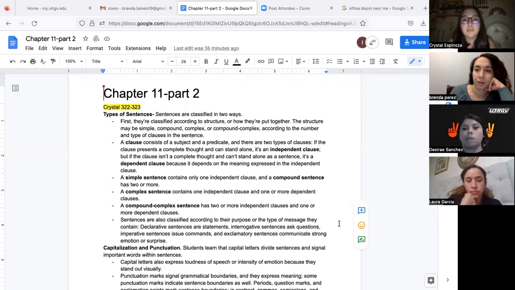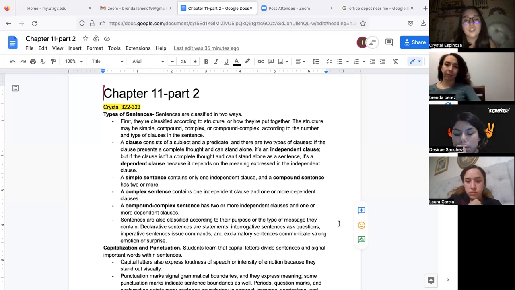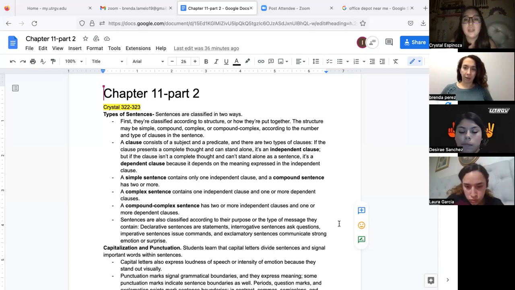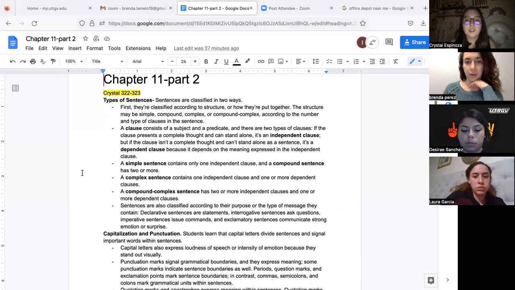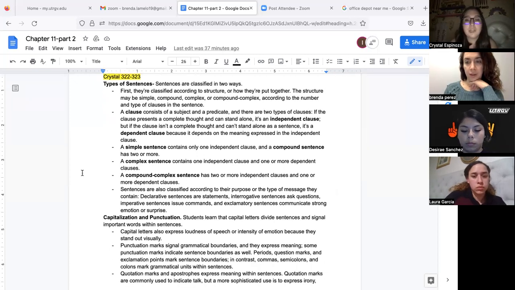The structure may be simple, compound, complex, or compound complex, according to the number and the type of clauses in the sentence. A clause consists of a subject and a predicate, and there are 2 types of clauses. If the clause presents a complete thought and can stand alone, it's an independent clause. But if the clause isn't a complete thought and can't stand alone as a sentence, it's a dependent clause because it depends on the meaning expressed in the independent clause.